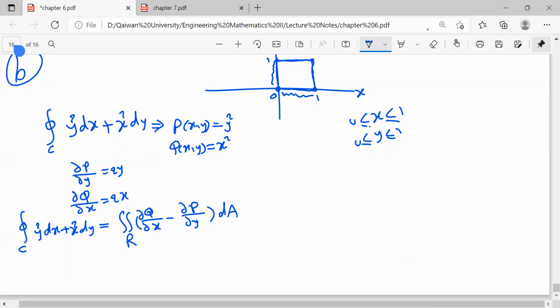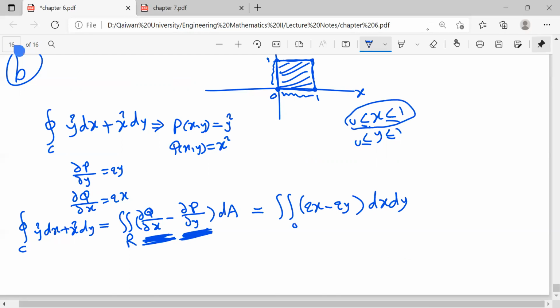dA means dx dy or dy dx. And R is the region. Over this R, x is from 0 to 1, and y is from 0 to 1 also. Let's write down the double integration. Partial q by partial x is 2x minus partial p by partial y is 2y, dx dy. We should write down the limits for x first and then for y. x is from 0 to 1, and y is from 0 to 1 also.